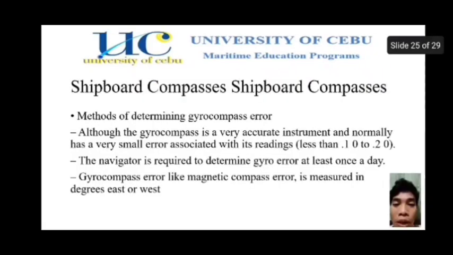Methods of determining compass error. Although the gyro compass is a very accurate instrument and normally has a very small error associated with its reading, of less than 1.0 to 2.0 degrees, navigators are required to determine gyro error at least once a day. Gyro compass error, like magnetic compass error, is measured in degrees east or west.